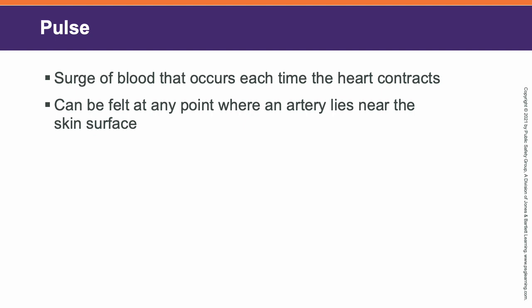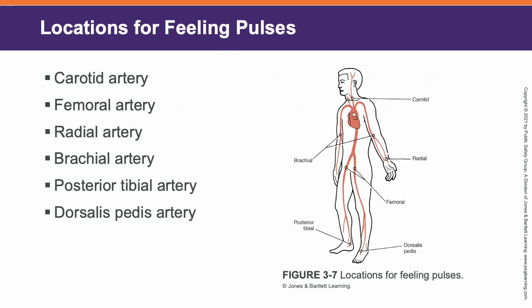Okay, and like we talked about, arteries are pretty deep in your body, so you have to find them in specific places. There are only specific places on your body where arteries come close to the surface so that you can feel them. Okay, so for example, when we look at these different locations, these are locations where arteries are close to the surface.